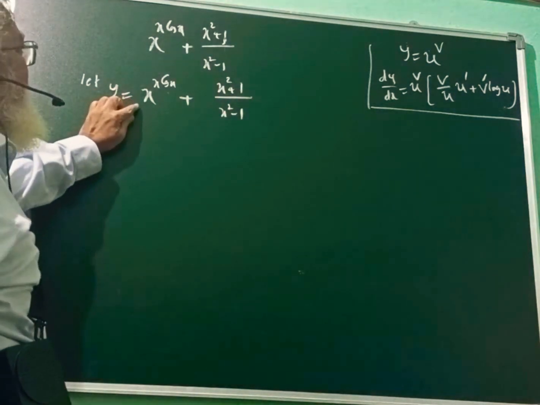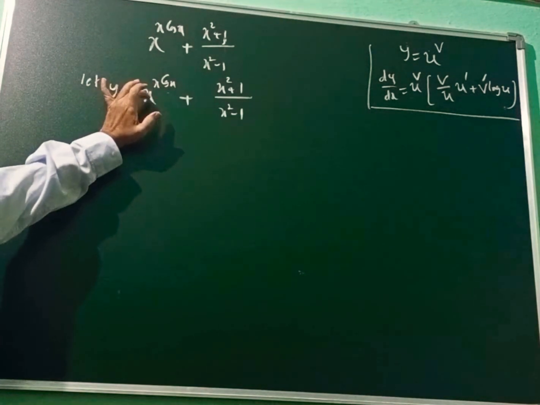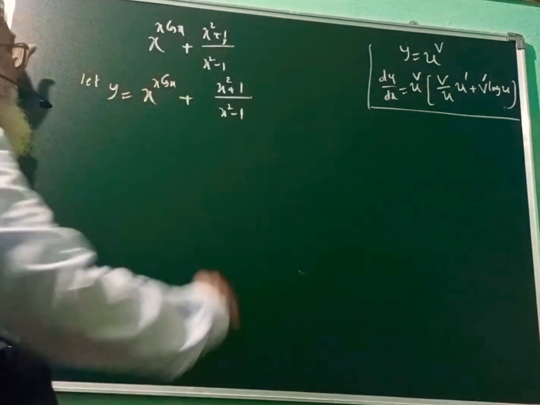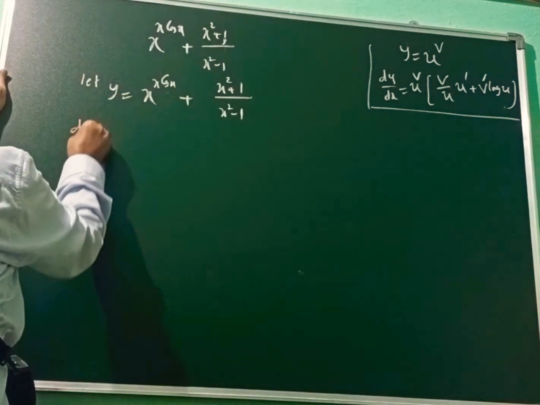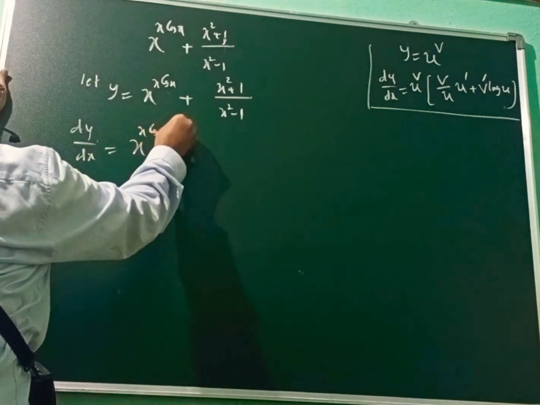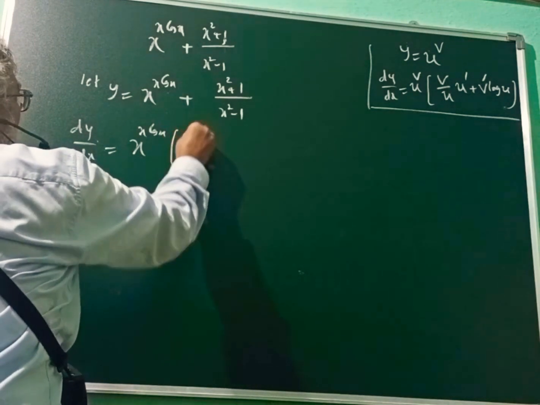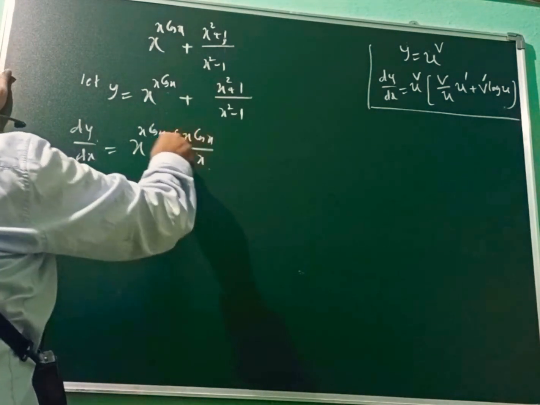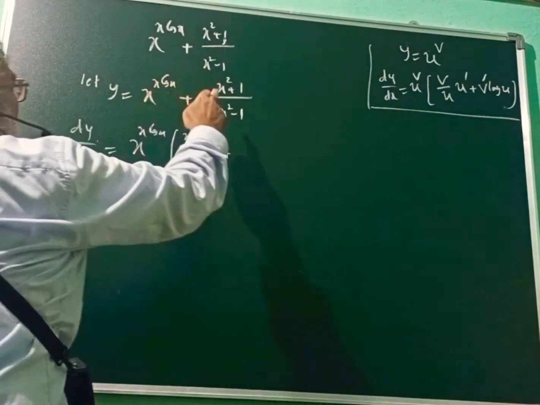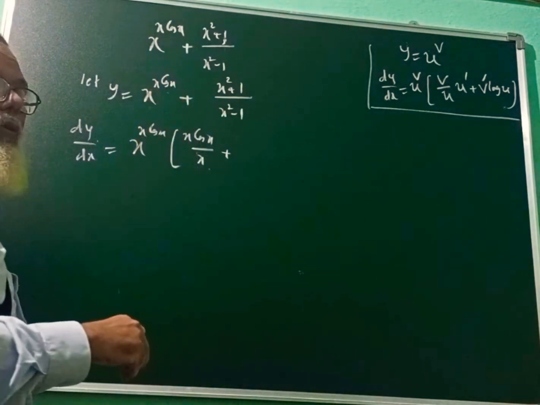Now we see these two terms. In this term the power is a variable, so logarithmic differentiation should be applied. But here there is no need of logarithmic differentiation, directly the quotient rule will be applied. Look to this. dy by dx is x raised to x cos x into v by u, that is x cos x by x, into u dash, the differentiation of x is 1, v dash. Now to differentiate v, here we should apply the product rule. x cos x is a product rule here.